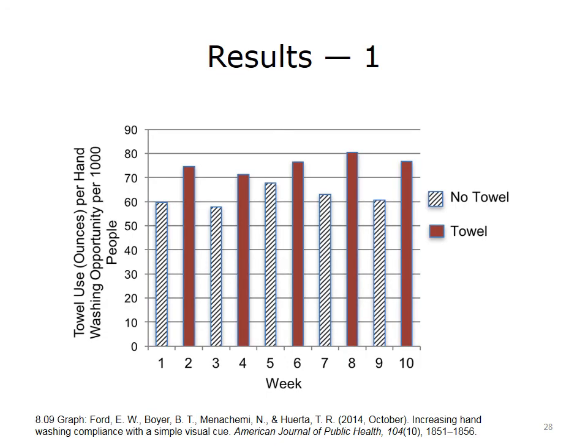So this bar graph shows how many ounces of towel were used per hand washing opportunity per 1,000 people for each of the 10 weeks in the study. Weeks with the towel displayed are represented by the solid bars, and they happen to be even-numbered weeks. And the weeks when no towel was displayed, in other words, when you had to wave your hand in front of the machine to get a towel, are represented by the striped bars. The graph here shows very clearly that far fewer towels were used when the towel was not displayed.